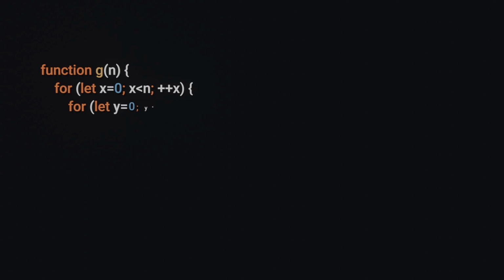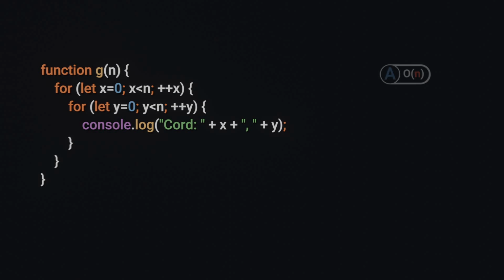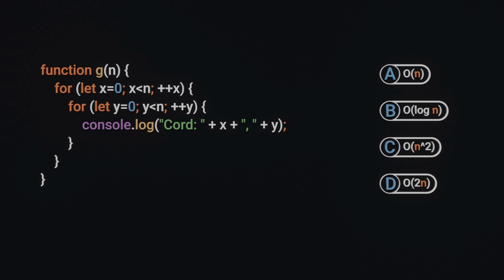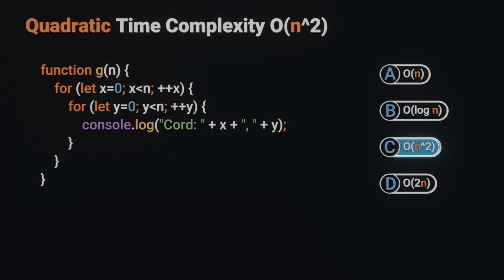Let's take a look at another example. What is the time complexity of this function? For each iteration of the outer loop, we have to perform n iterations within the inner loop. You could say that we have to perform n times n work, or n squared work. The big O notation would be O of n squared.